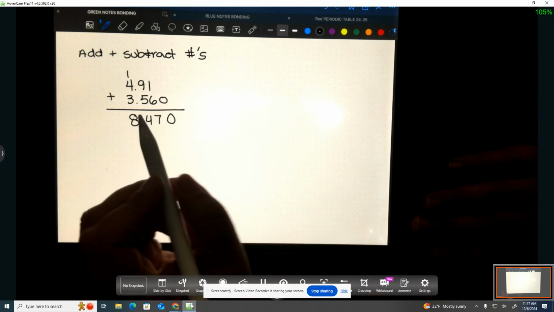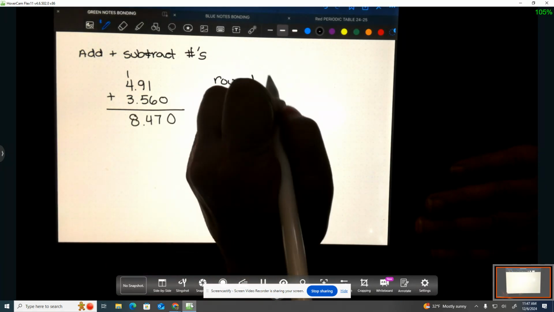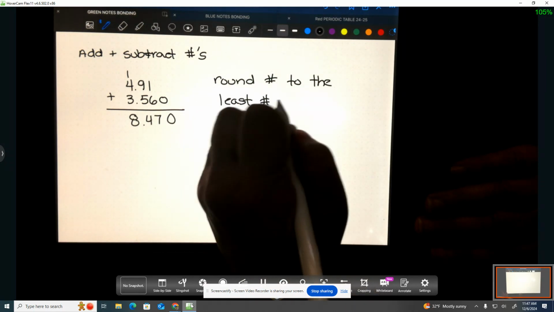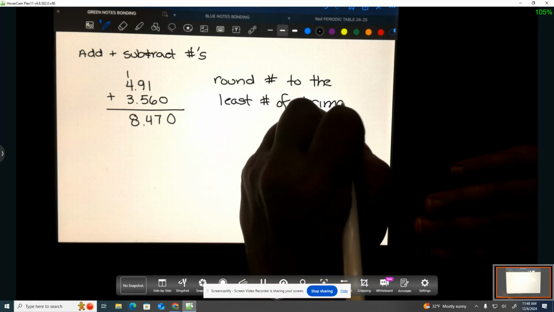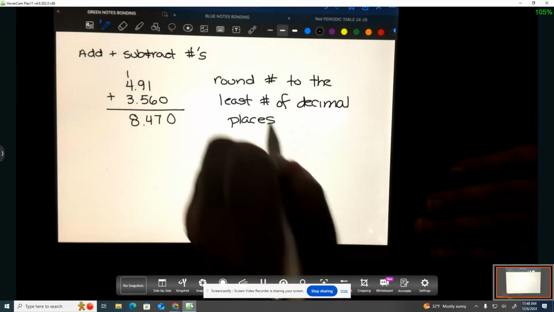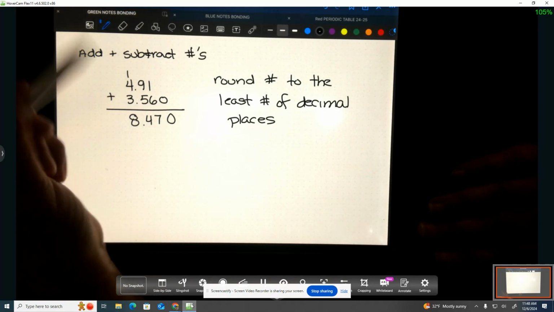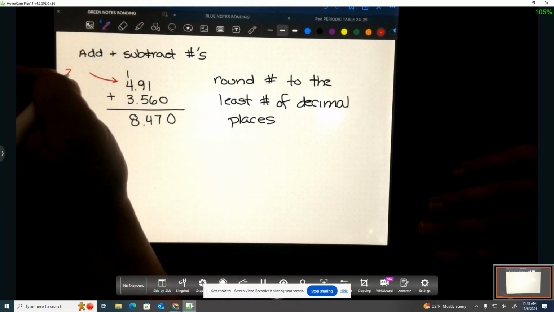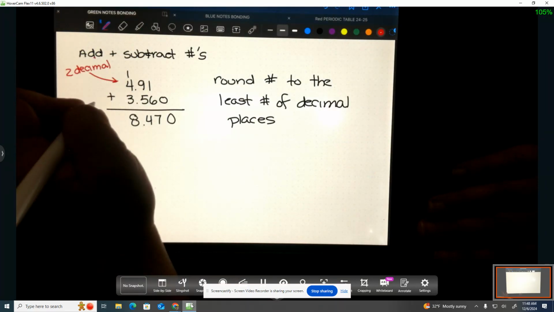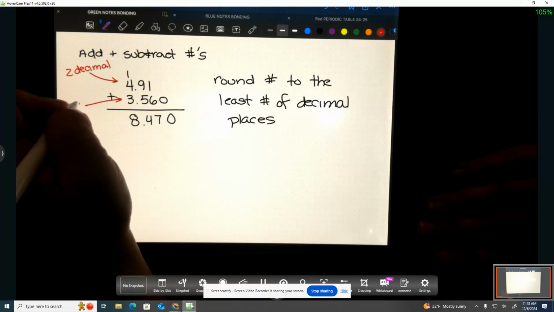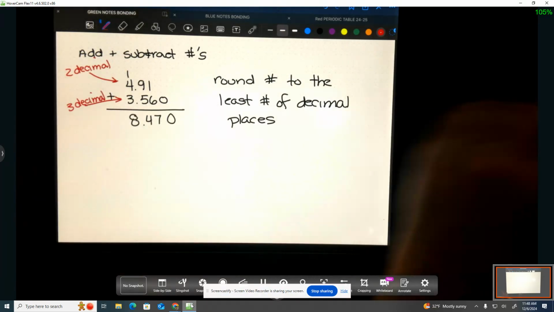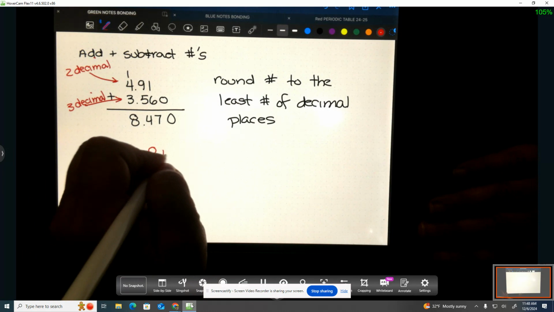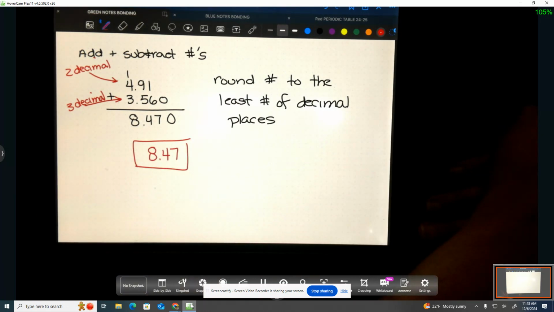When you add and subtract, you round your number to the least number of decimal places. I should have made that a 1. It would have been easier for you to see. This guy only has 2 decimal places. This guy has 3 decimal places. So my answer can only be 2 decimal places. So 8.47. That's my answer.